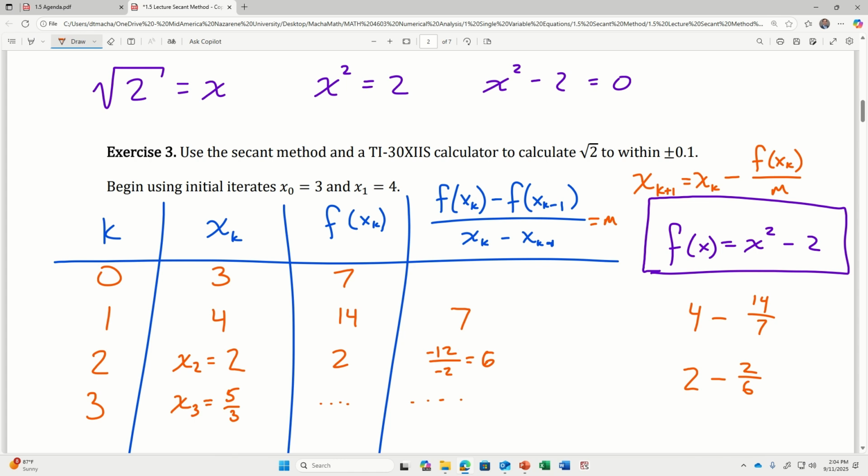Are there any questions about how to do this? Do you feel like you could do this on your test? You can remember the formula. You can make a little table. You can produce these iterates.